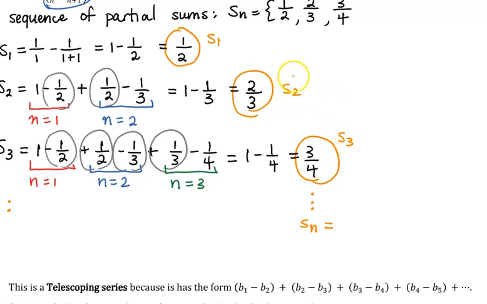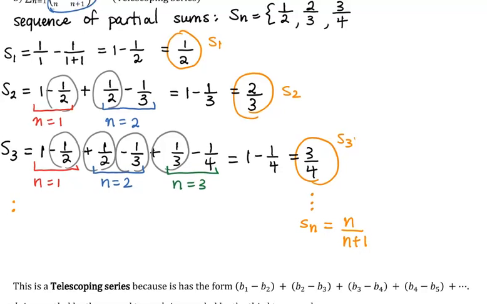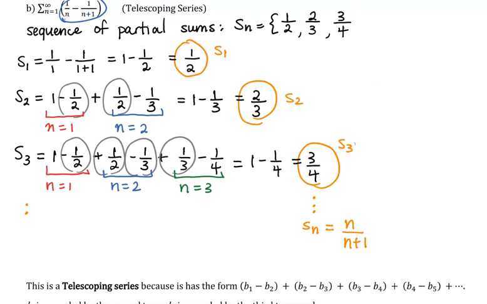So it looks like when we calculate Sn in general, the numerator is n. In S3, the numerator was 3. In S2, the numerator was 2. In S1, the numerator was 1. And the denominator is always 1 more than that. So in general, it looks like the nth term of this sequence of partial sums is n over n plus 1.